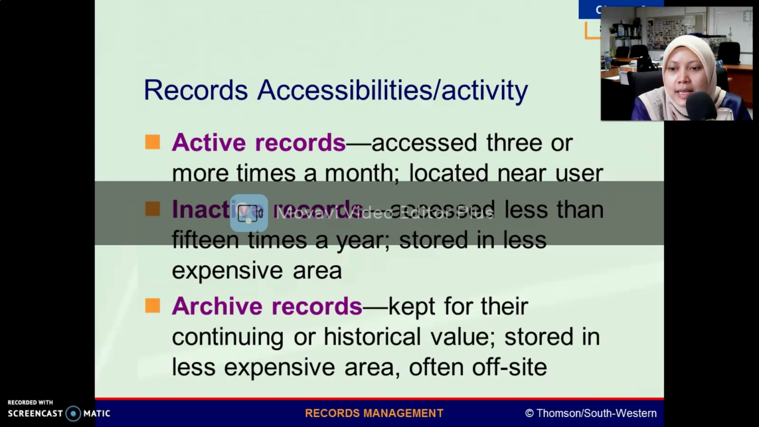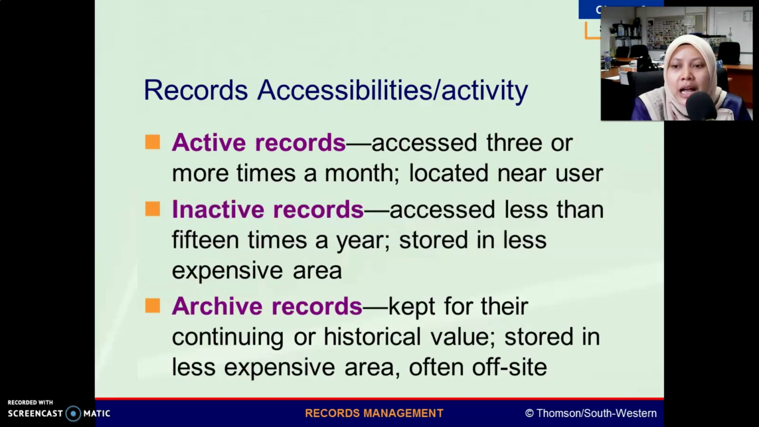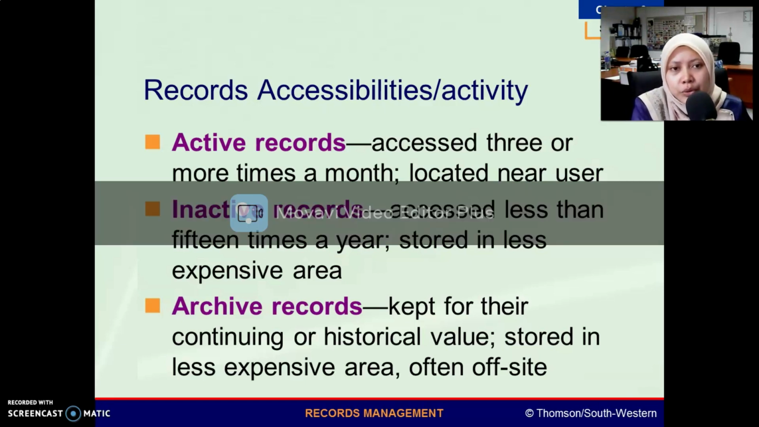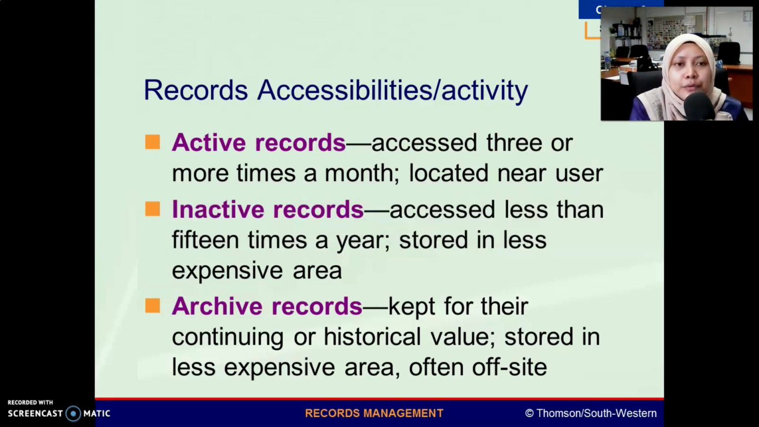And lastly, for the archive records or the long-term records, usually we keep them because they have continuing or historical value. Okay, we cannot simply destroy the record. So what we need to do is keep all these archive records in a less expensive area, and usually we will keep them offsite.